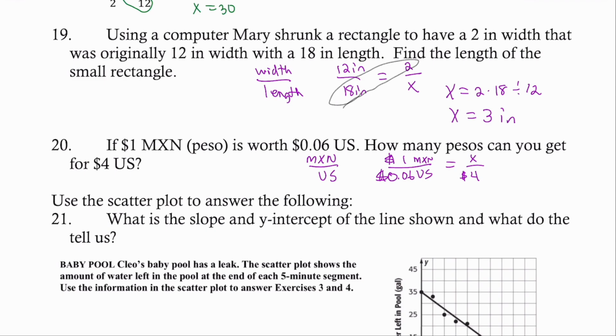So we're just going to multiply by the numbers that are across from each other. So multiply these, 1 times 4. So x is going to be 1 times 4 divided by 0.06. And we could get 66.67 Mexican pesos. So that is how we do some word problems with proportions.